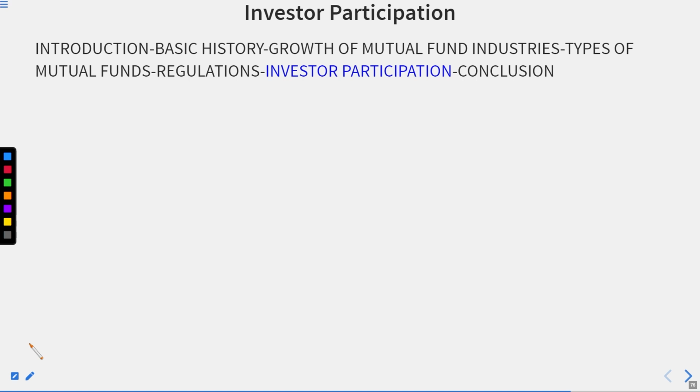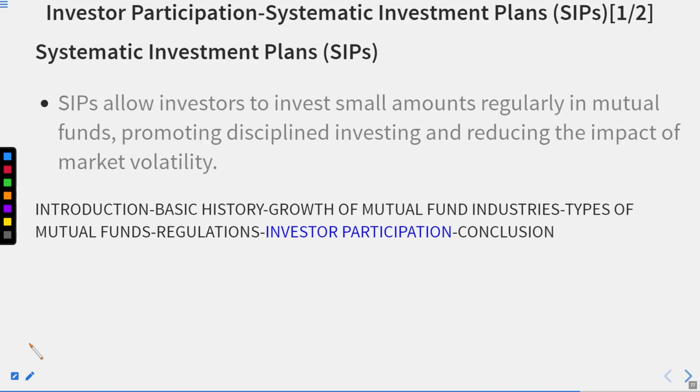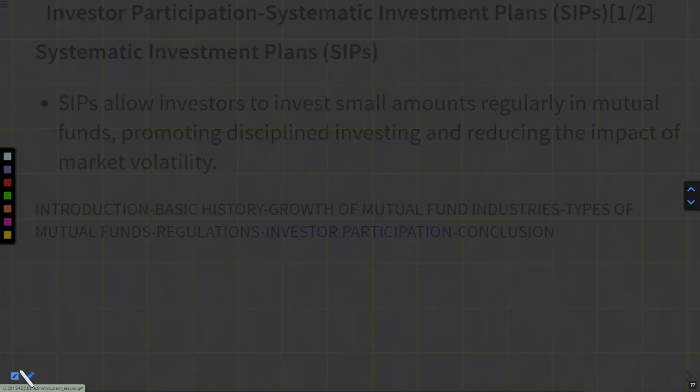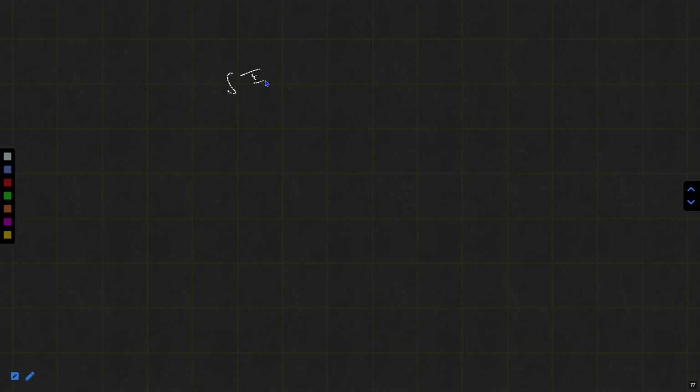Here we have the investors' participation. So let's see. First is the systematic investment plans, SIPs. SIPs allow investors to invest small amounts regularly in the mutual funds, promoting disciplined investing and reducing the impact of market volatility. So you could say, suppose you have chosen the SIP of rupees 500 per month through the mutual fund.